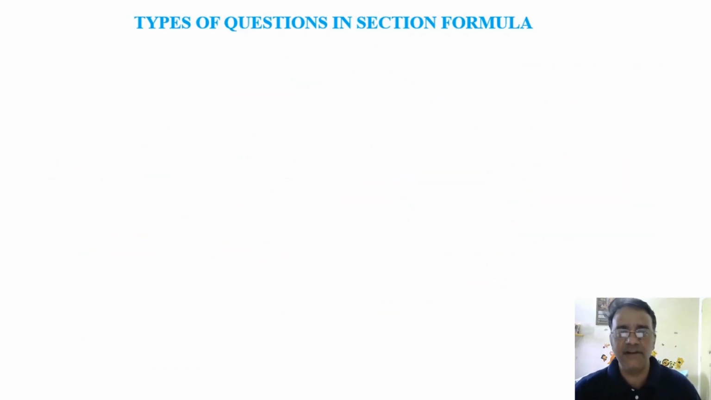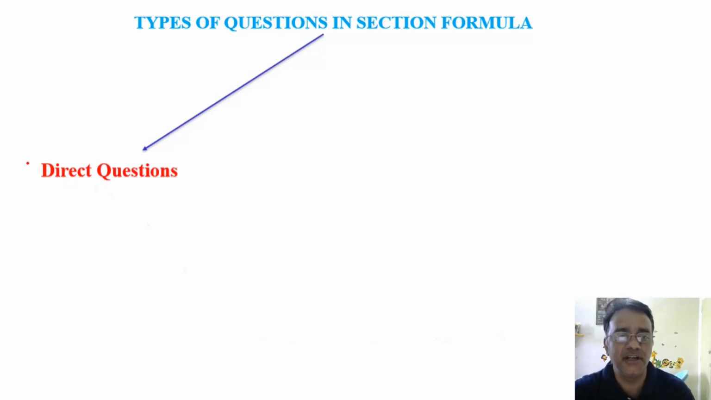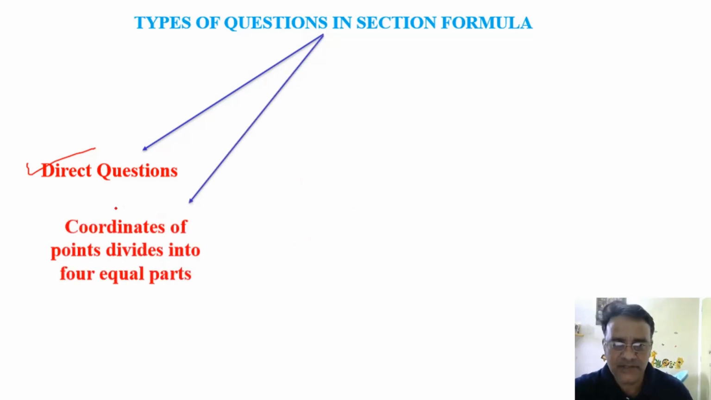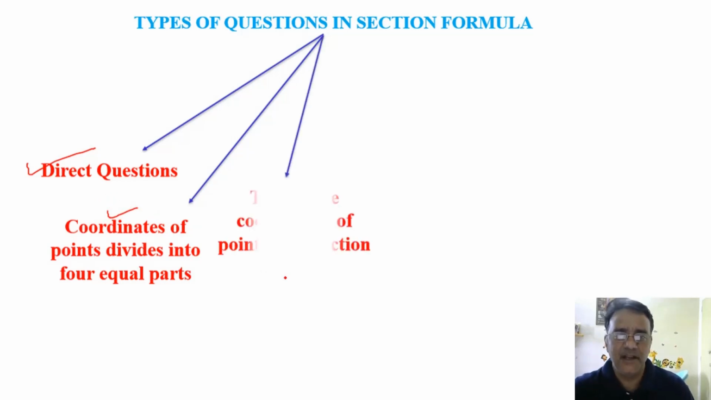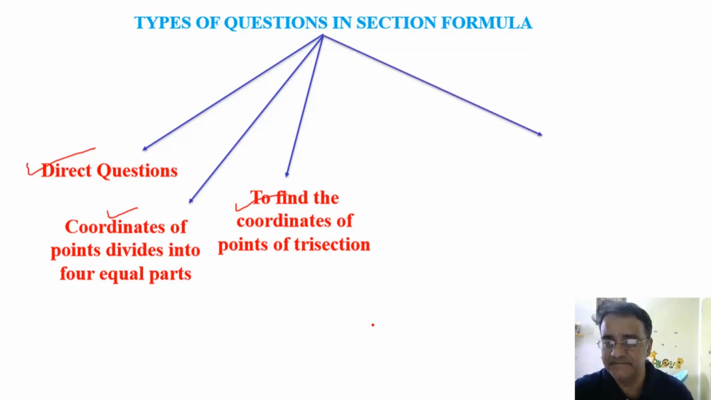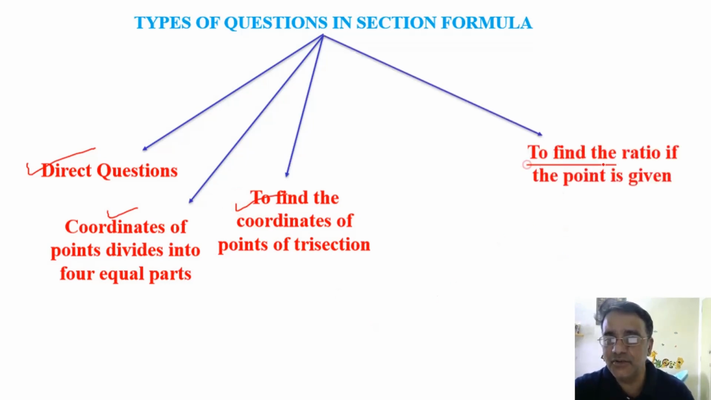Okay, so different types of questions in section formula. So first is direct question. Direct question means two coordinates will be there, ratio will be there, you have to find the coordinates, which divides the line segment joining the 2 points in the given ratio. Second is coordinates of points dividing into 4 equal parts. And the third one is trisection, to find the coordinates of the point of trisection, and to find the ratio if the point is given.